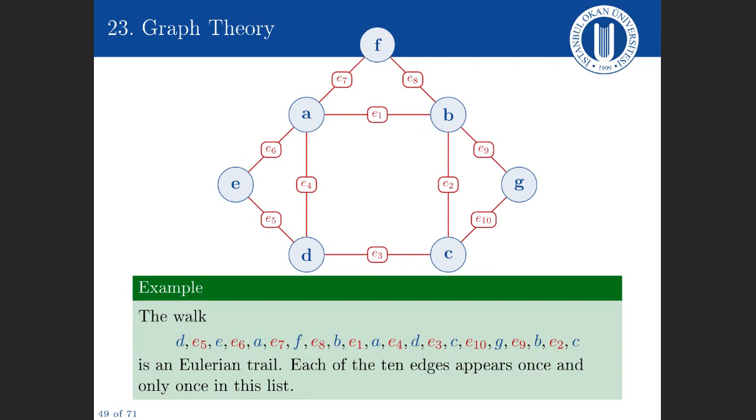Let's color this in. I'm going to start at D. I'm going to use E5 to get to E. And then I'm going to use E6 to get to A. Then E7 to get to F, E8 to get to B, E1 to get back to A, E4 to get to D, E3 to get to C, E10 to get to G, E9 to get to B, and then E2 to get to C. This walk includes each of the 10 edges once and only once, so this is an Eulerian trail.